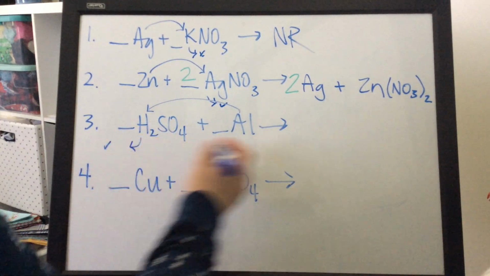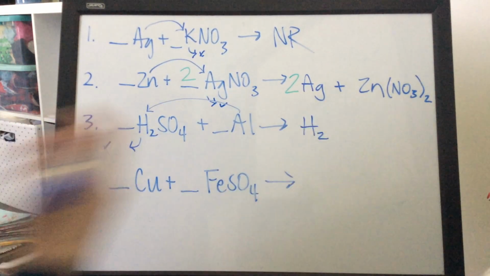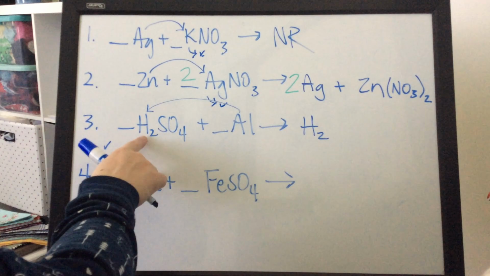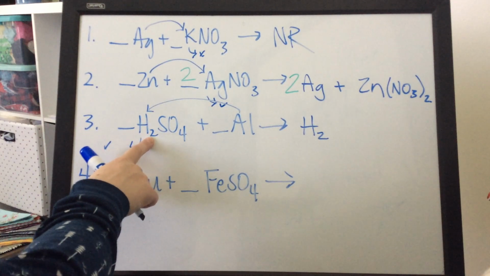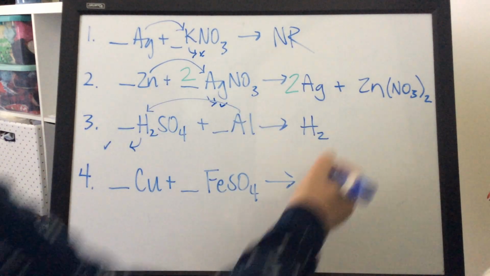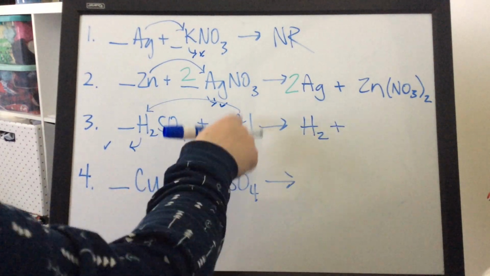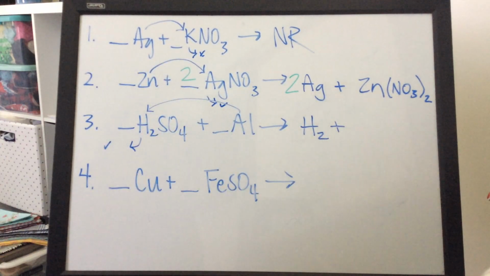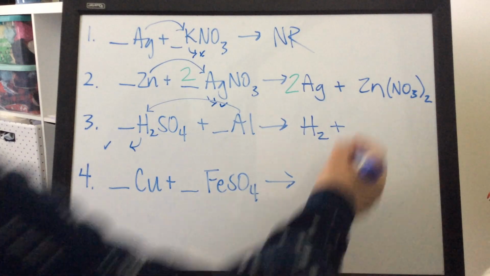The hydrogen's kicked out by itself. It's H2 because it's a diatomic. It's not H2 because there was a 2 here. That's from charges. It's H2 because it's a diatomic. And then who got together? Aluminum and sulfate. Aluminum's +3, sulfate's -2.